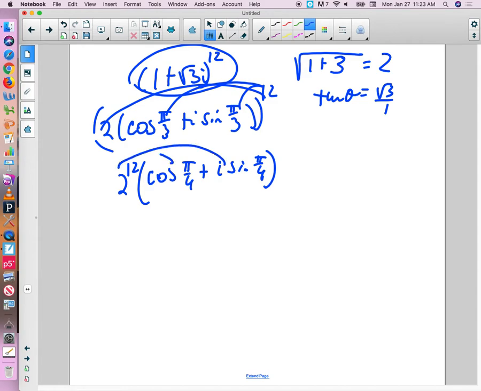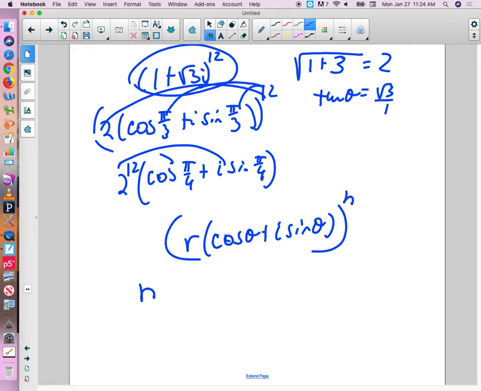All right, so what you do is you have your radius times cosine theta plus i sine theta to a power. You say r to that power, and then you say cosine of n theta plus i sine of n theta. You may have to think about why this works based on the multiplication you learned.